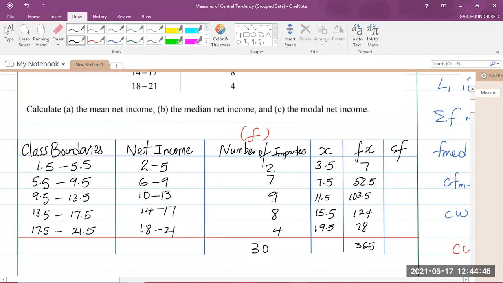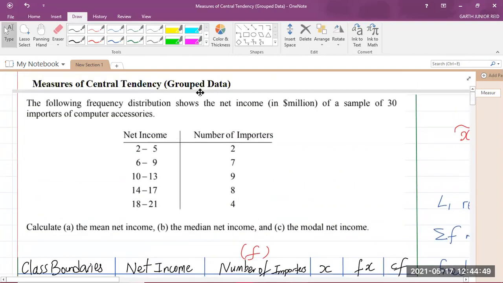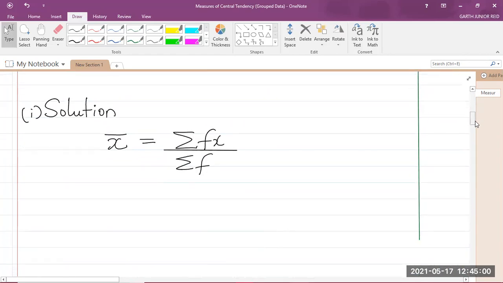Okay, and they even told us that in the question as well. Remember, they told us that the frequency distribution shows the net income of a sample of 30 importers. Right, so right away you should know that the summation of f is 30.